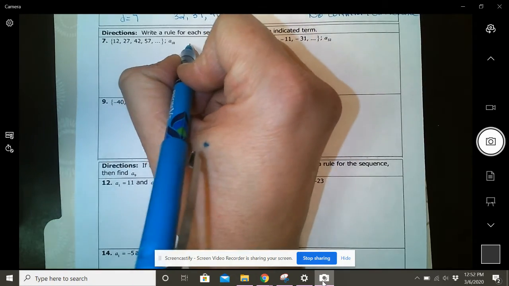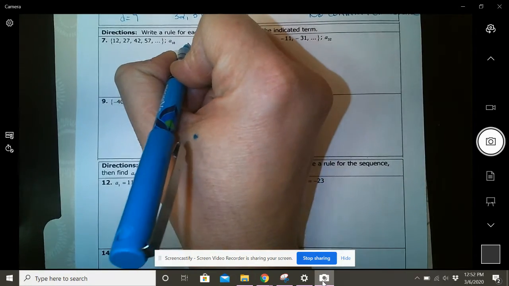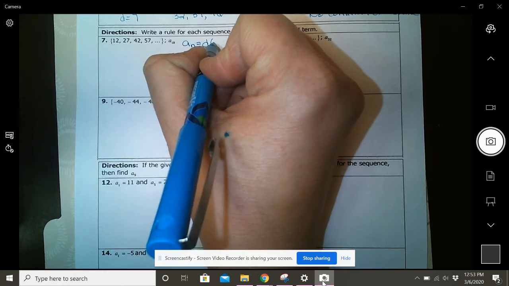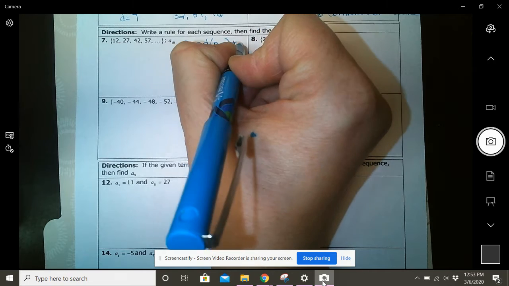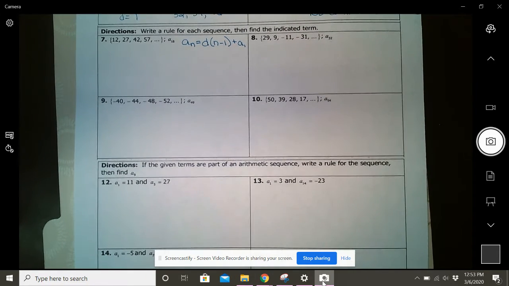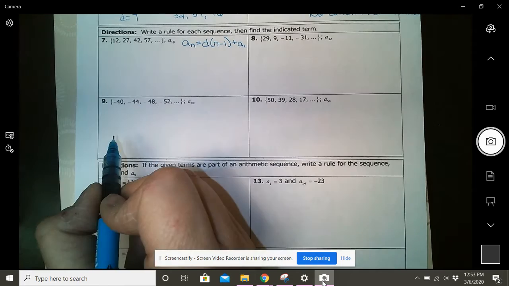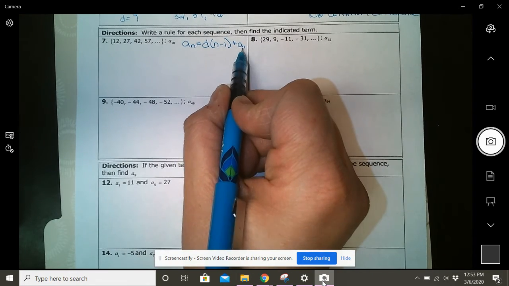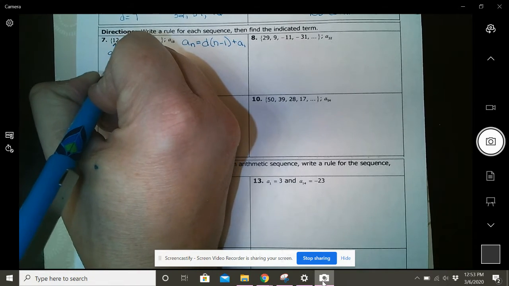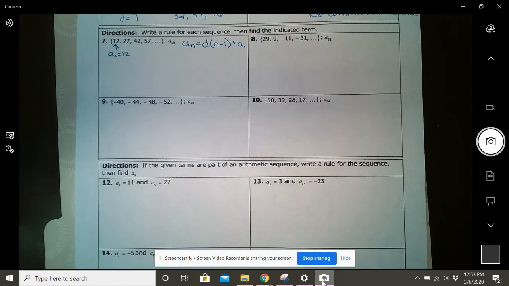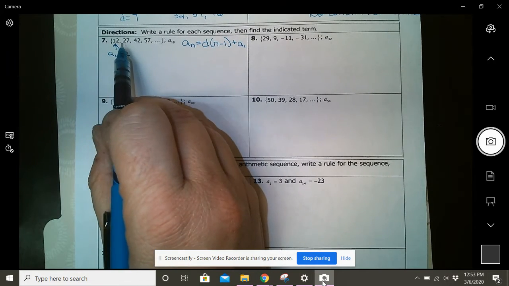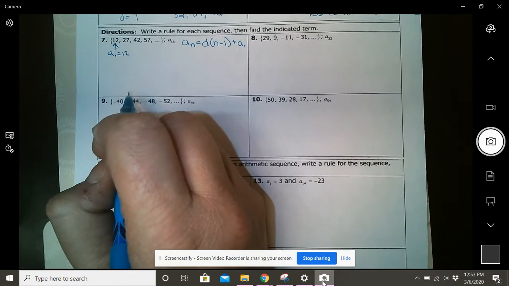The pattern we're using is a sub n is equal to the common difference times n minus 1 plus a sub 1. So let's identify some of those things. The very first term of the sequence is 12. That's your a sub 1. The common difference, the d value, is what's being added or subtracted each time.